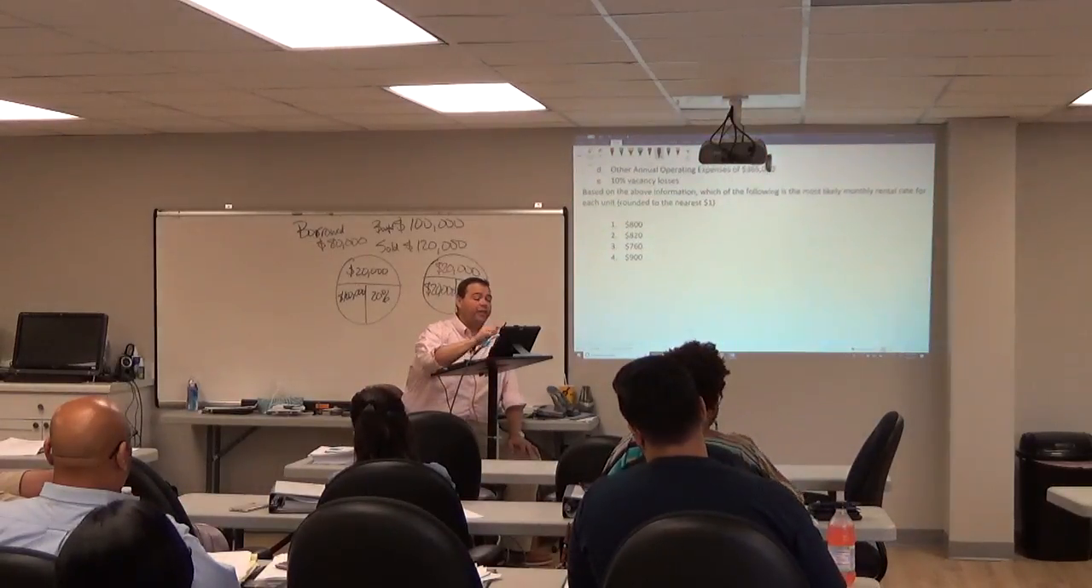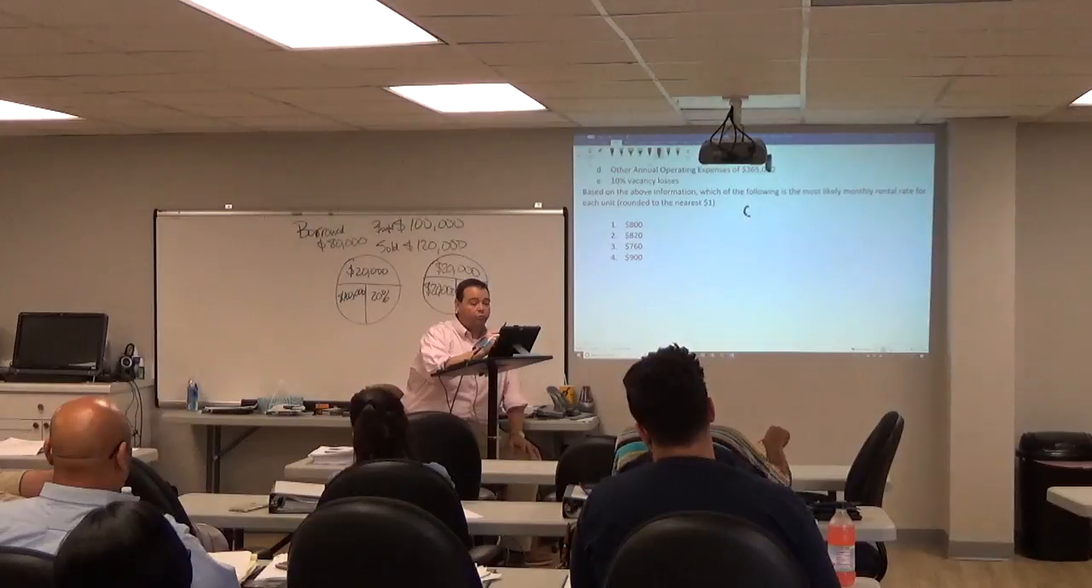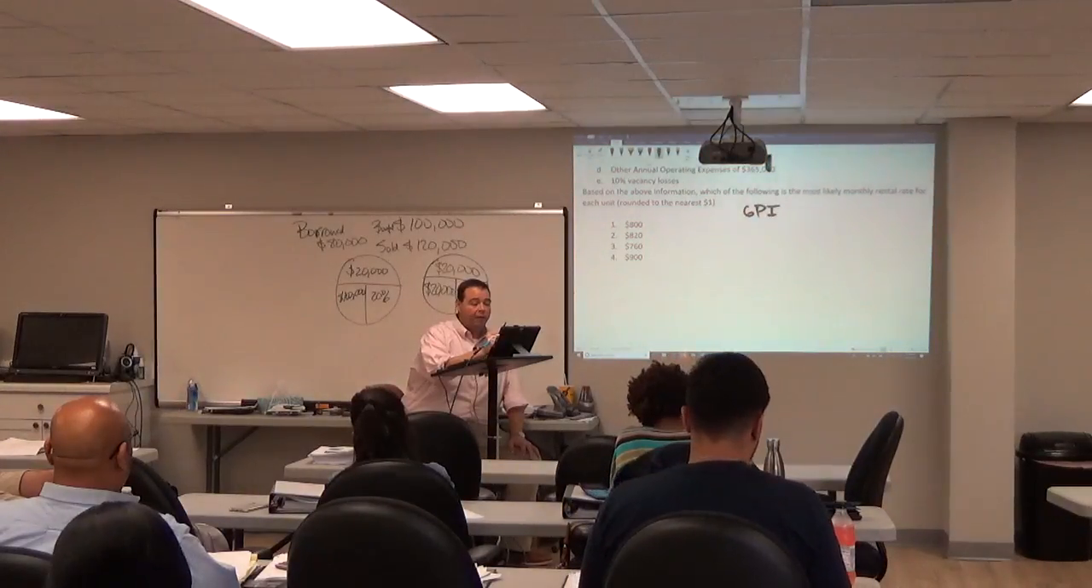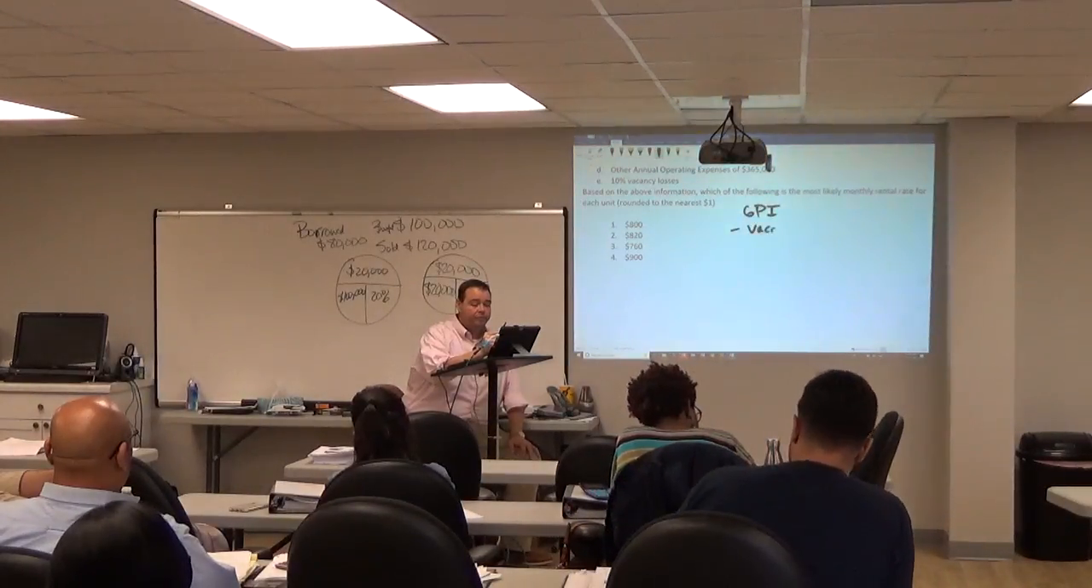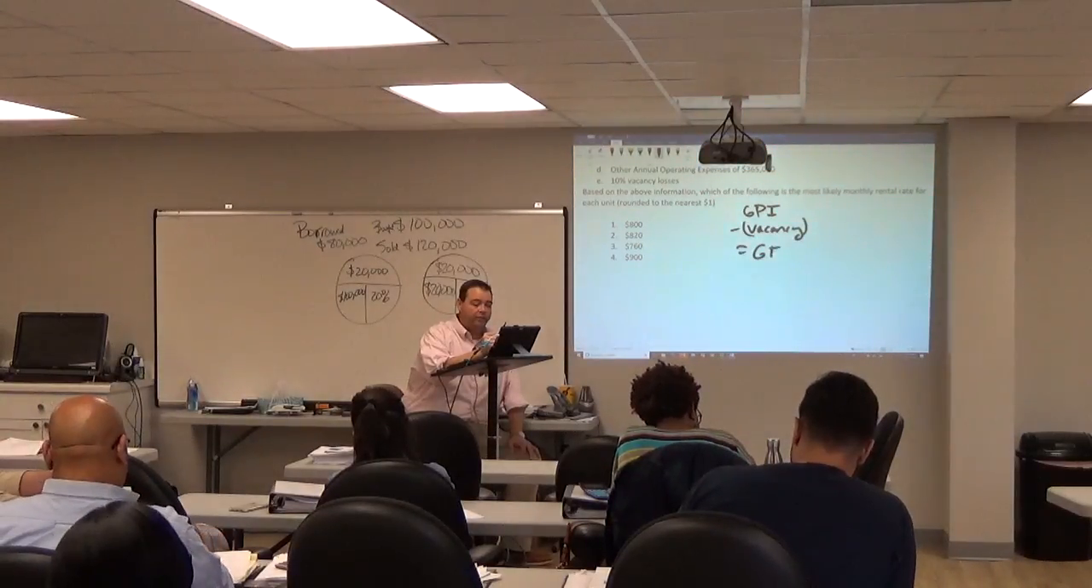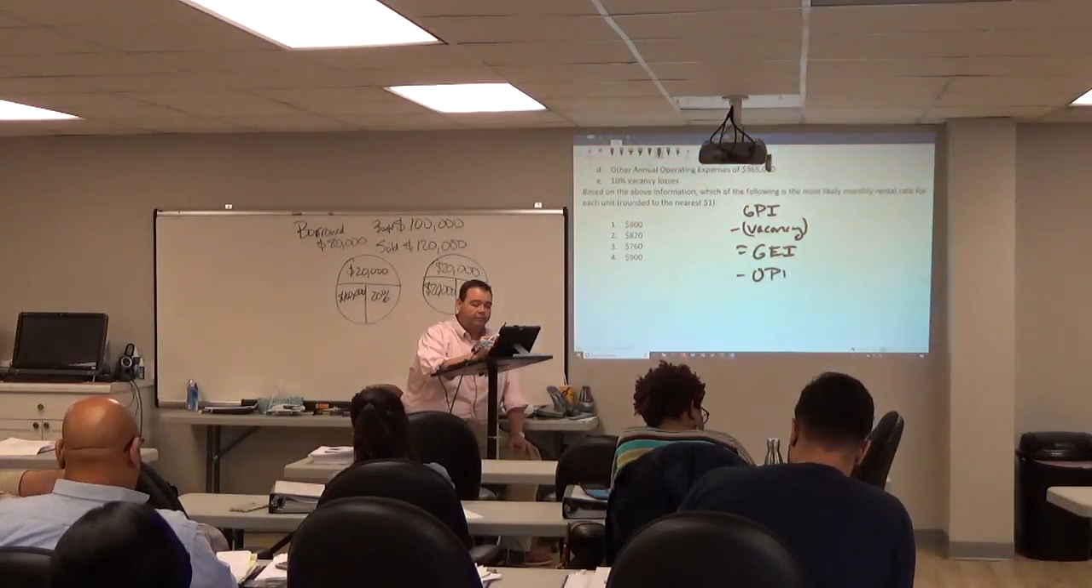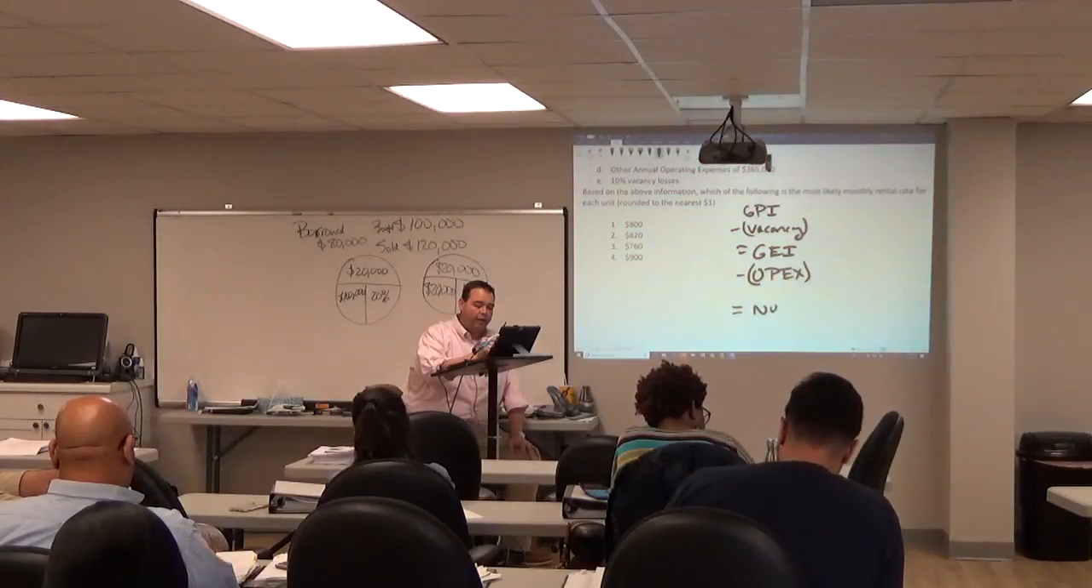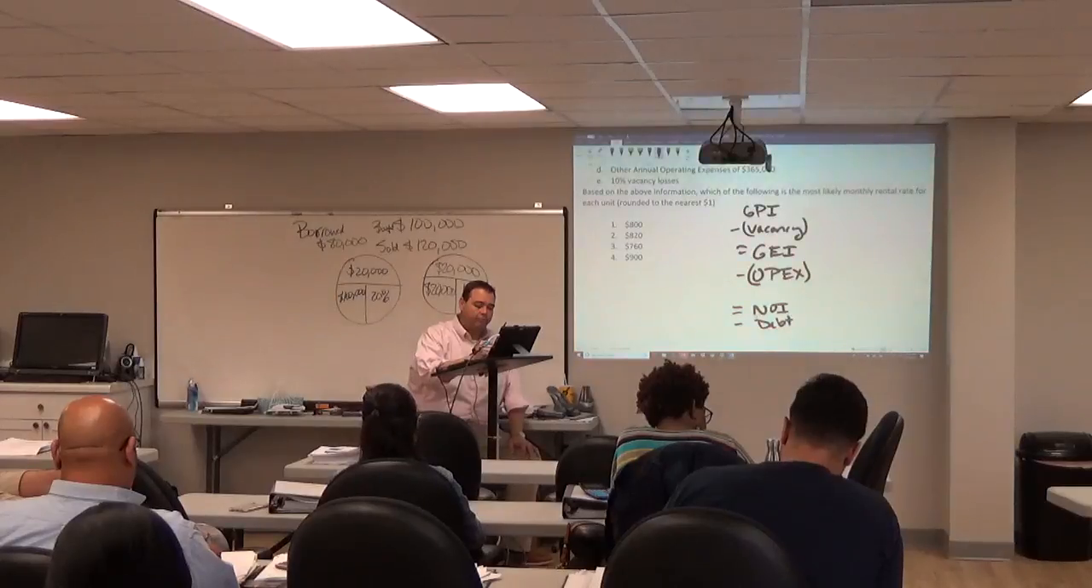So again, it's all about writing a formula out. Gross potential income minus vacancy equals gross effective income minus operating expenses, and that equals NOI minus debt equals before tax cash flow.